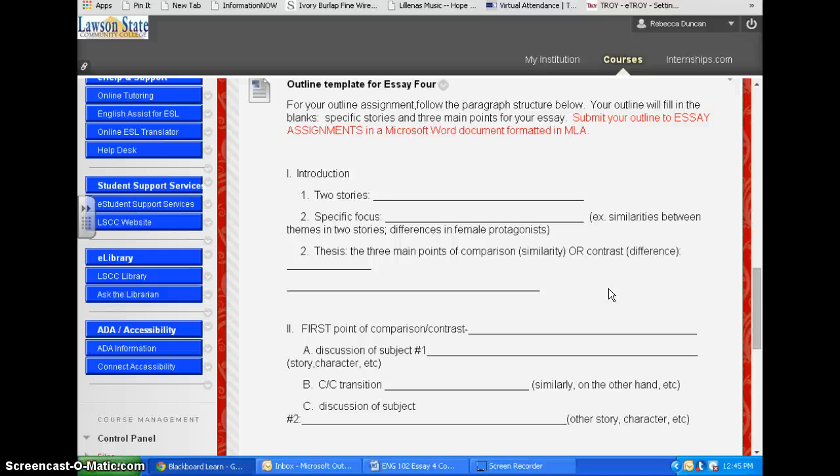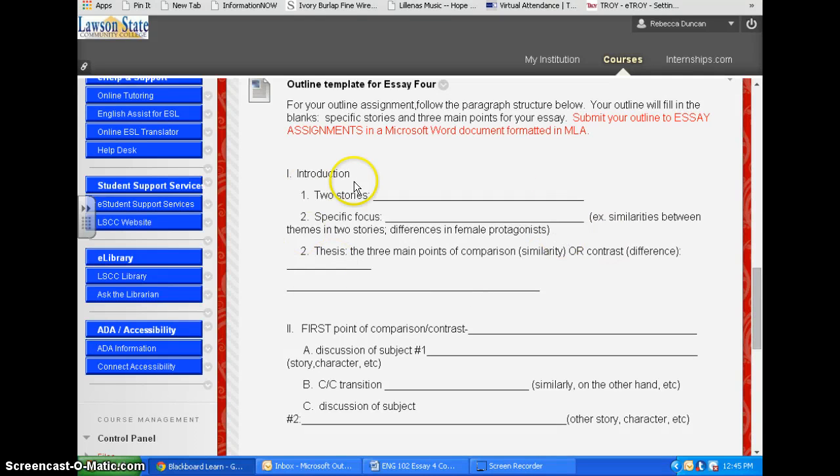You need to say for example, Nora and Hester are different in this way, and this way, or similar in this way and different in these two other ways. Okay, so it has to be a statement like that, just one sentence. Again, look at my feedback.